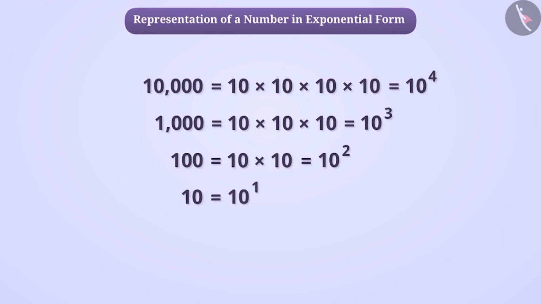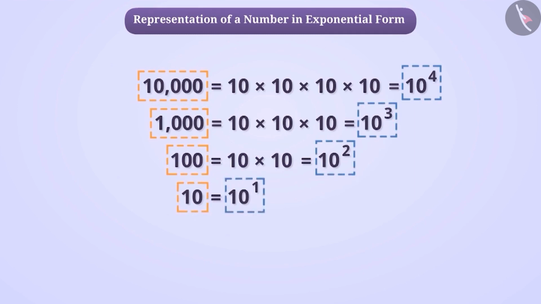If you see here, a pattern is being formed. As the number of zeros in the given number is decreasing, the exponent is also decreasing by 1. So tell us, how will we express 1? Sure, again we reduce the exponent by 1. Therefore, 1 is equal to 10 to the power of 0.